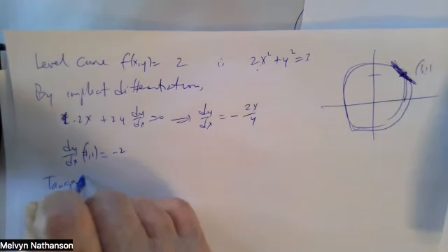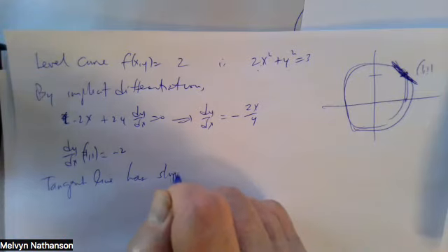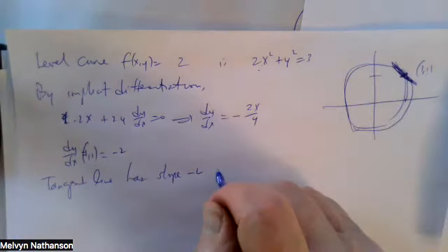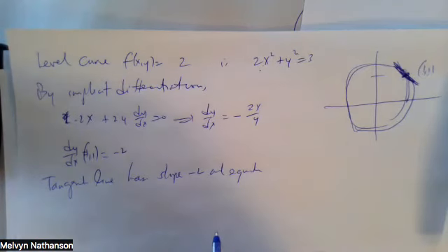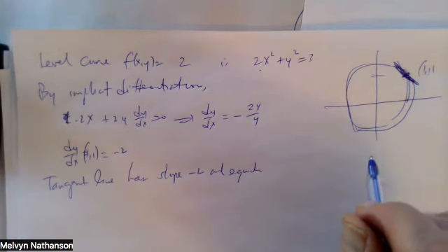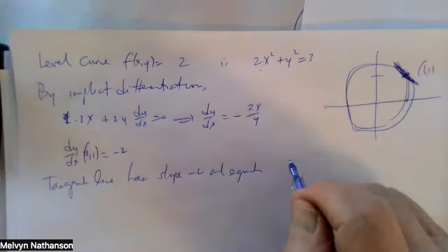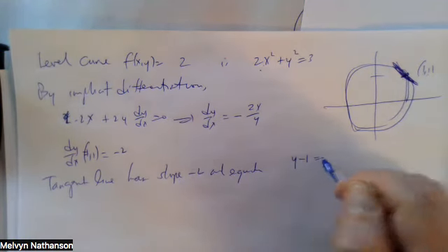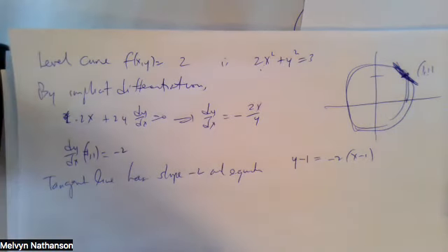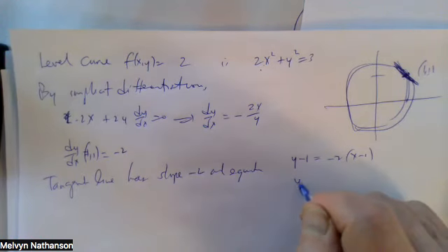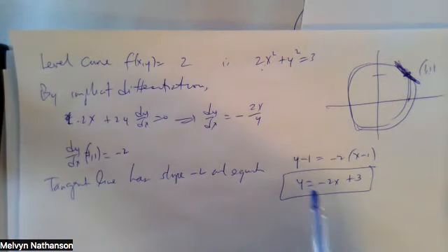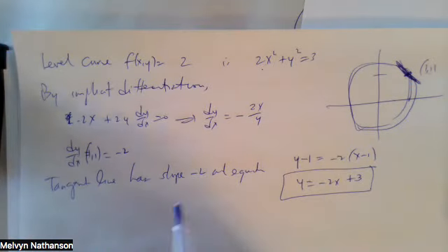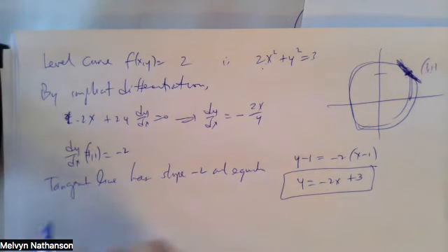So the tangent line has slope minus 2. It goes through the point 1, 1, so the equation is, what is the point-slope formula? y minus 1 is the slope, minus 2, times x minus 1, or y equals minus 2x plus 3. It's the equation of the tangent line to this level curve, the level curve f of x, y equals 1.